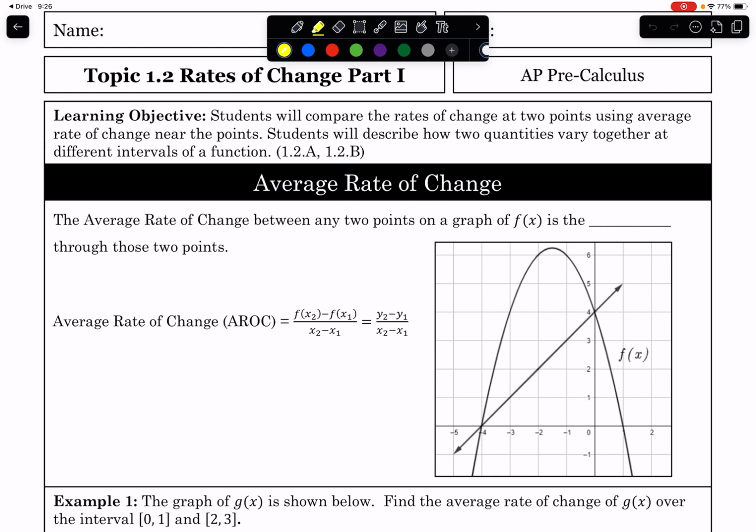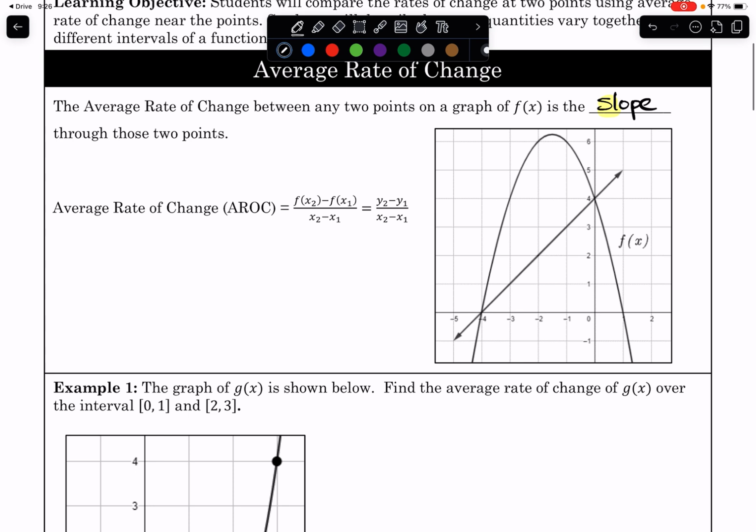The average rate of change between any 2 points on the graph of f of x is the slope through those 2 points. The formula that we use for such an occasion is the same formula you used in Algebra 1. That's y2 minus y1 over x2 minus x1. In today's lesson, I'm going to substitute the values of y2 and y1 with f of x2 and f of x1. F of x2 correlates to my y2 value, and f of x1 correlates to my y1 value. And then, of course, x2 minus x1 in the denominator.